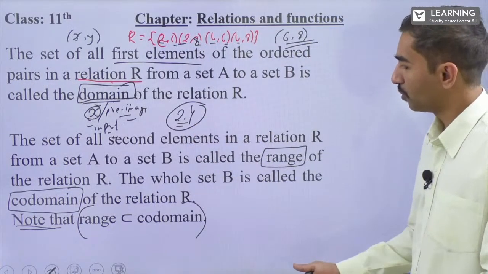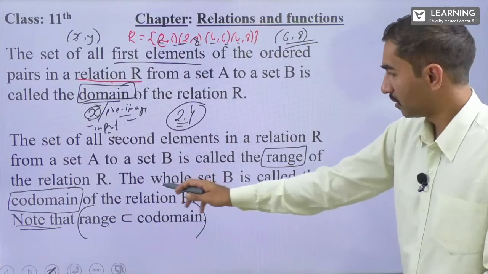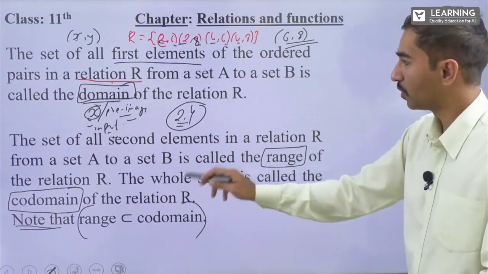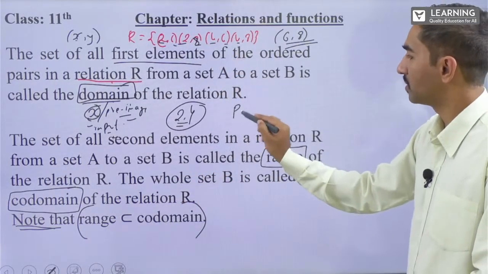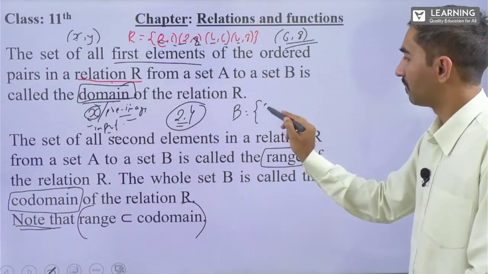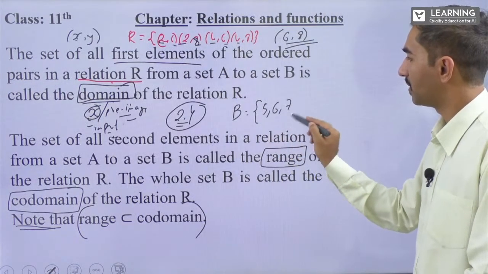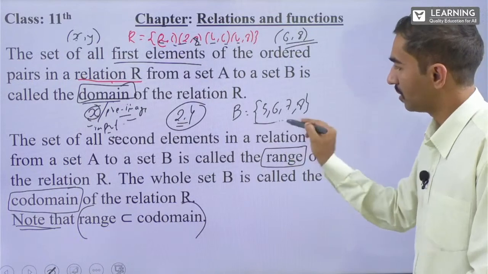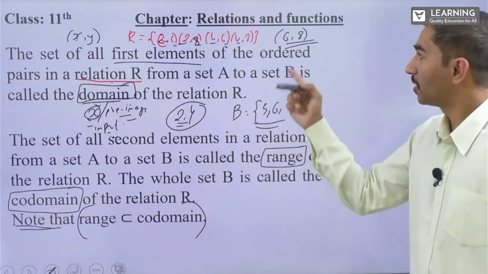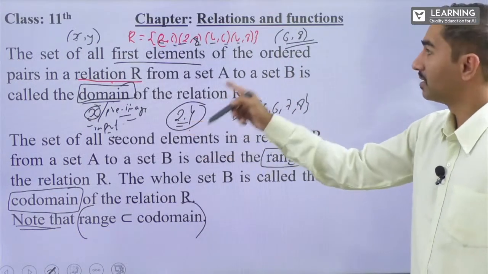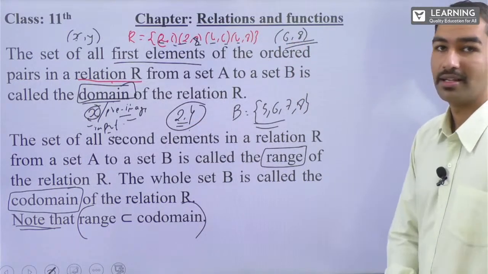And what is codomain? Codomain, you see here, the whole set B is called the codomain. The whole set B. So what was B, students? B is equal to 5, 6, 7 and 8. So this is called codomain. This is called domain. This is called range.